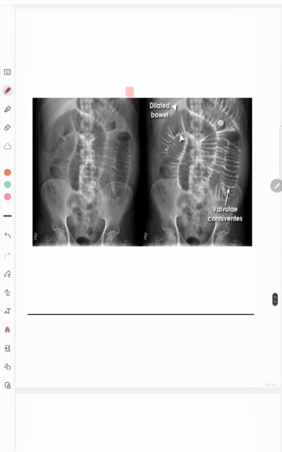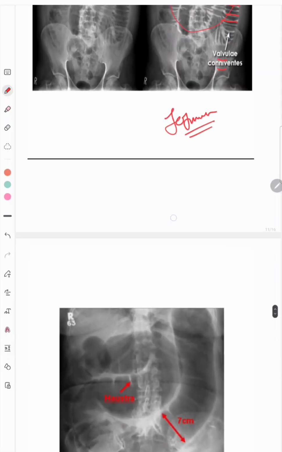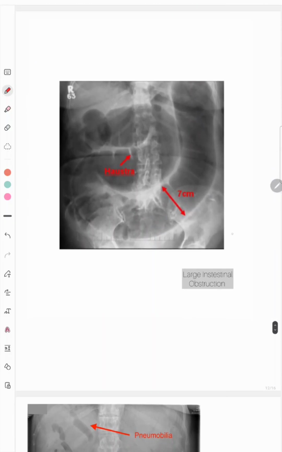And this slide shows the valvulae conniventes, feature of jejunum, containing full luminal bowel like this, here, containing full in the center. And these are the features of large intestinal obstruction. Periphery, I have already discussed, in the periphery, and these are the haustral folds, these are the haustra, these incomplete folds are haustra. So this is the picture of large intestinal obstruction.